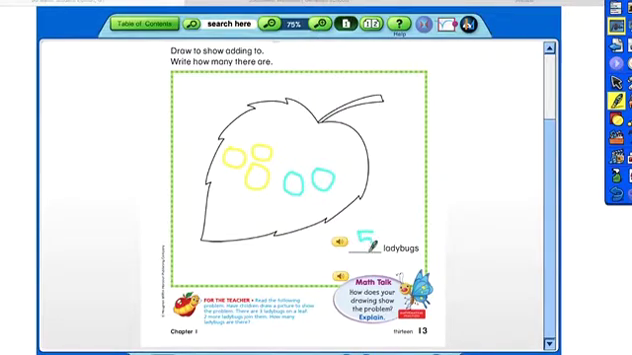5 ladybugs. We were talking on Friday about how we could turn things like this into a math sentence. Our math sentence would be 3 plus 2 equals 5. Our picture here shows that because we started with 3, we drew 2 more, and now we have 5. Go ahead and flip to the next page. That would be the back.